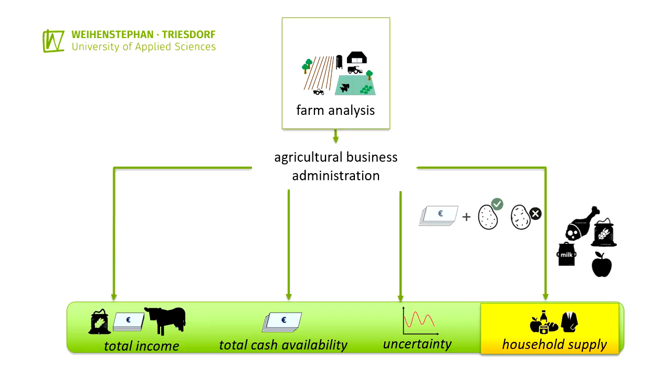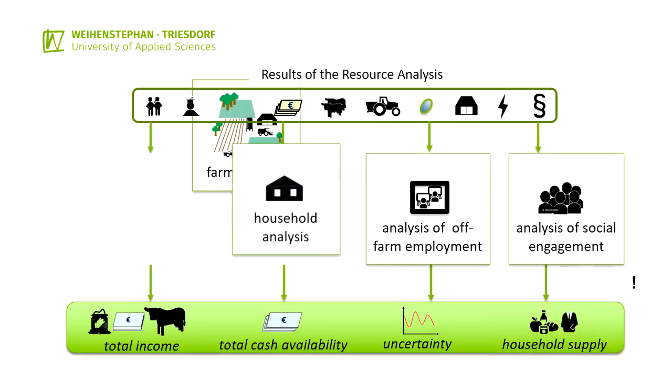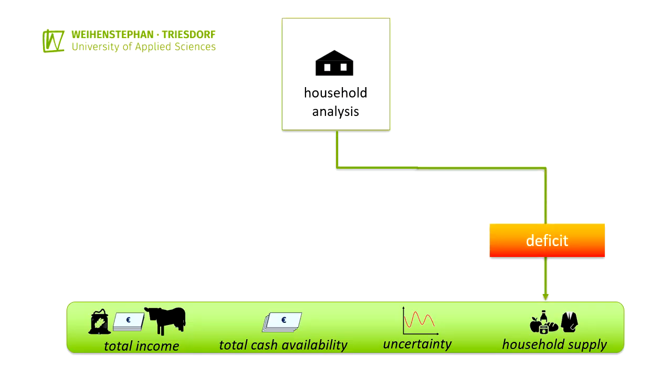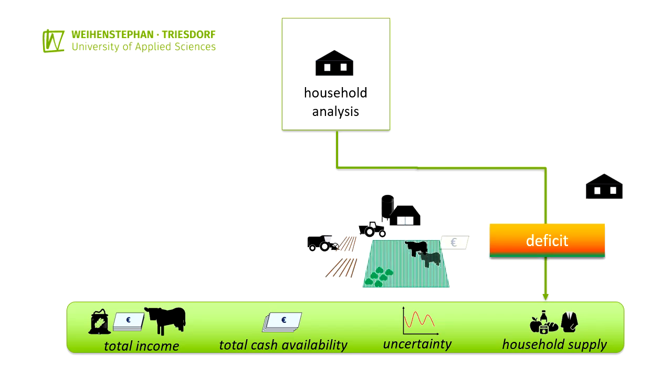Household analysis addresses the coverage of the physical needs of the farming family. Deficits in household supply influence the distribution of resources between farm and household and thus the direction and implementation of agricultural production.